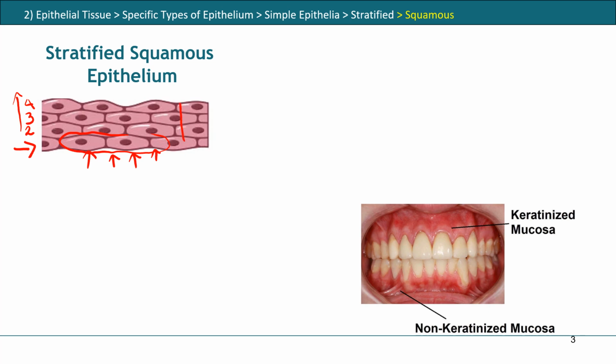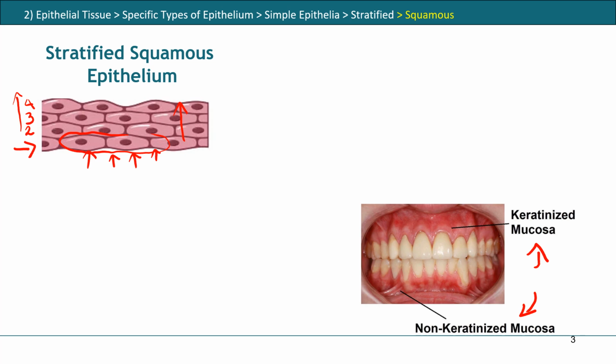The more layers that you have, the more likely it is that the ones on the top are not alive anymore. For example, with your skin, the top cells have a lot of keratin, but they are not alive. And this is the next topic that we're going to talk about, the types of stratified epithelium. And here we find the two types. First one here, second one here.